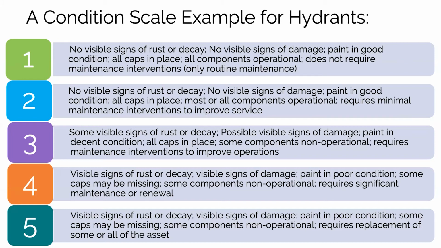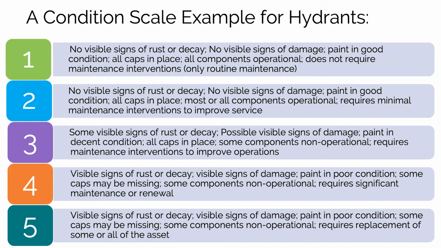I do want to note that obviously your criteria for other assets are going to be different, but within your utility, you should use the same numerical scale for everything. So if you've decided on a 1 to 5 scale, rate the condition of your valves on a 1 to 5 scale, your pipe on a 1 to 5 scale, your meters on a 1 to 5 scale, et cetera, because that'll keep things uniform.